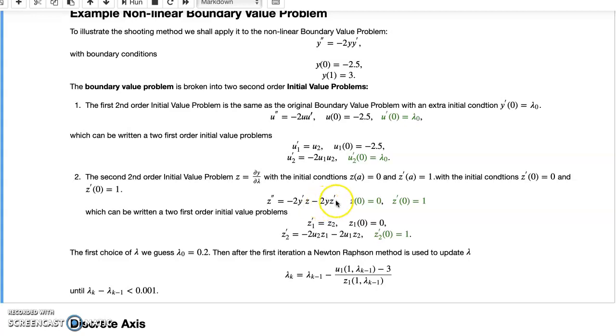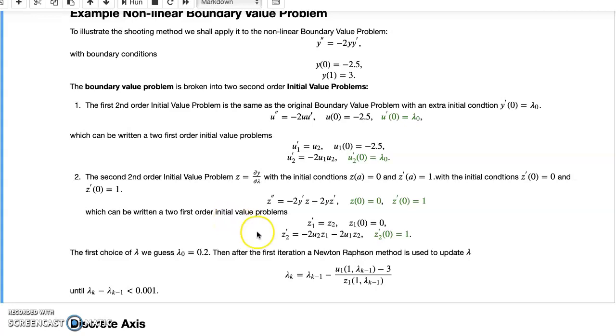And minus 2y dash, 2y z dash is the derivative with respect to y dash. Very straightforward. And it does look very similar to the original, but we have the separation. z is equal to 0, z dash is equal to 1. z dash 0 is equal to 1.